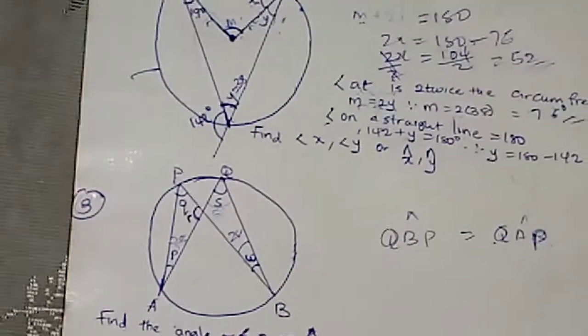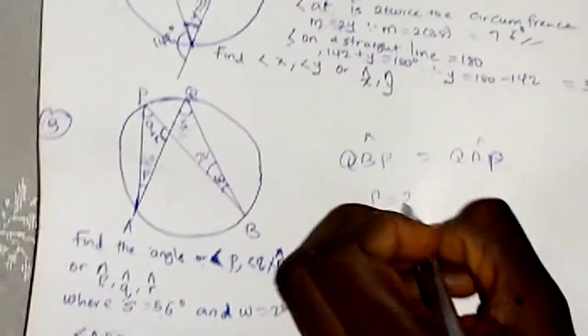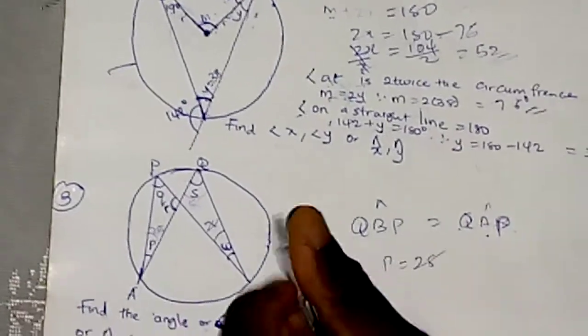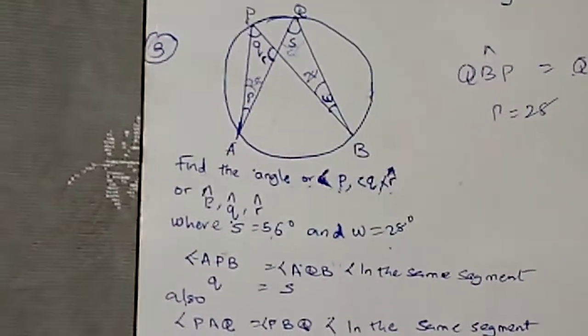So that one is solved. Now our angle P equals what? P equals 28. So this is angle P, that is QAP. So angle P equals 28. Now for us to look for angle Q, angle Q.